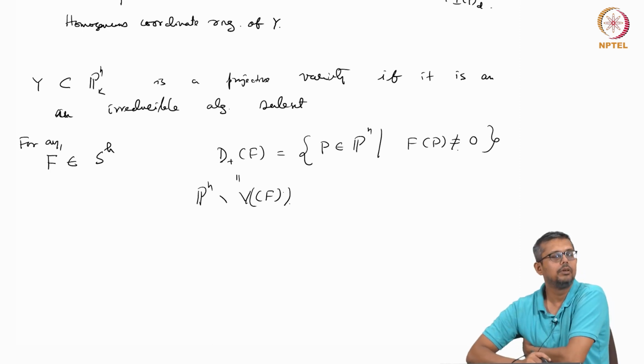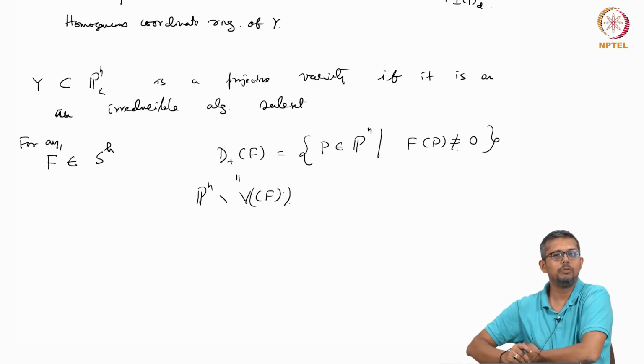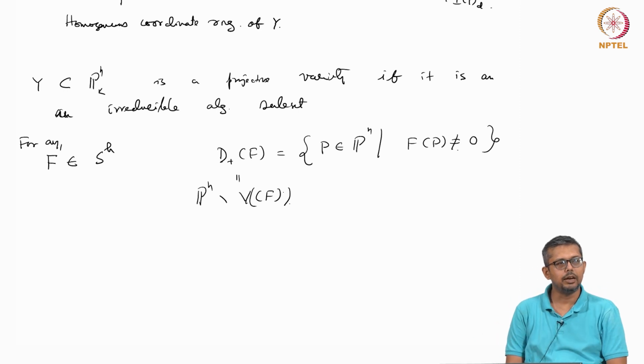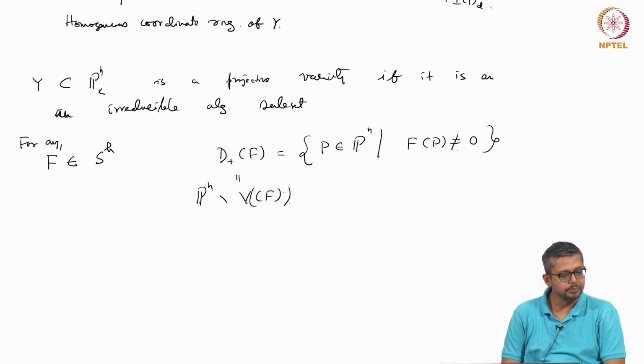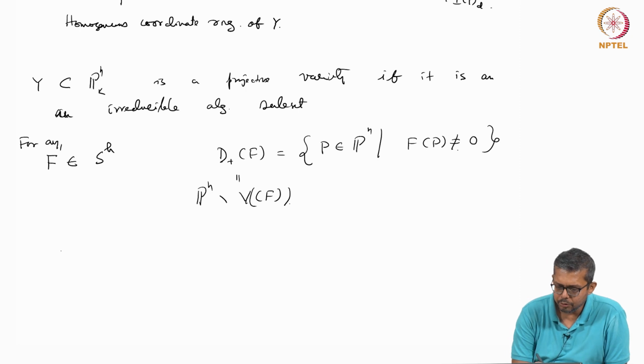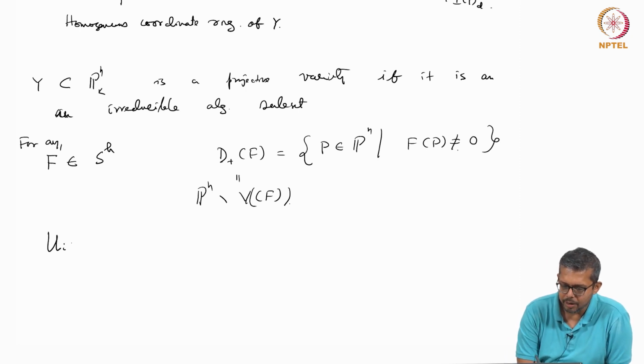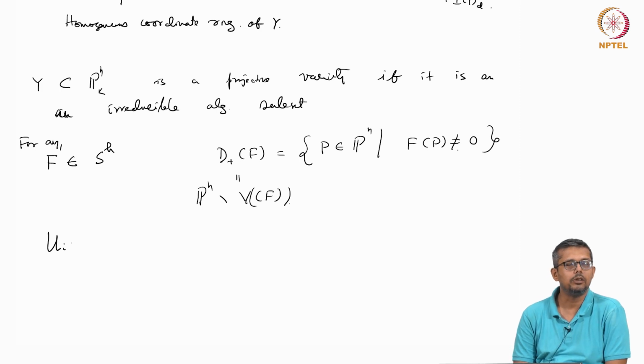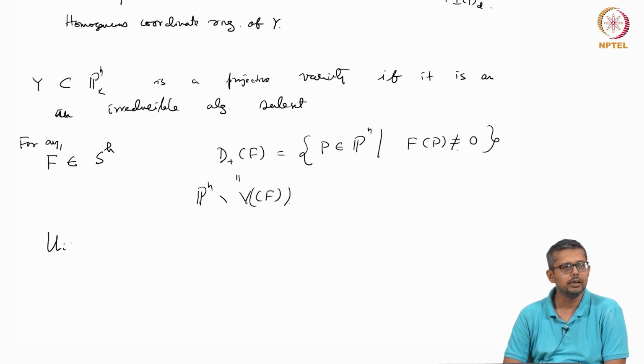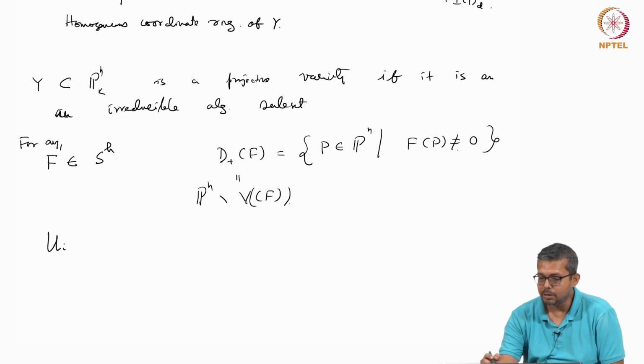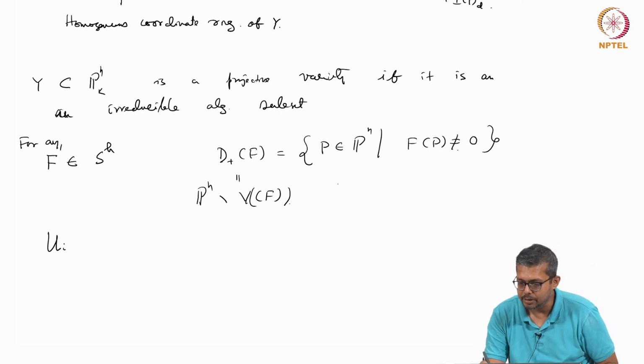f is a homogeneous polynomial, take the ideal generated by it, so that's also a homogeneous ideal. Now you remember what I called the standard open subset, or what was my definition? These are called basic open sets. This forms a basis.